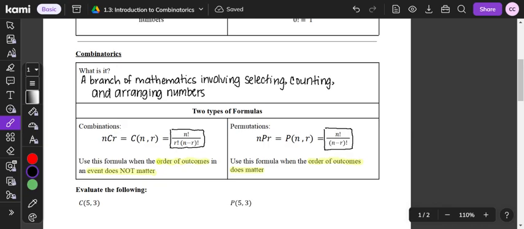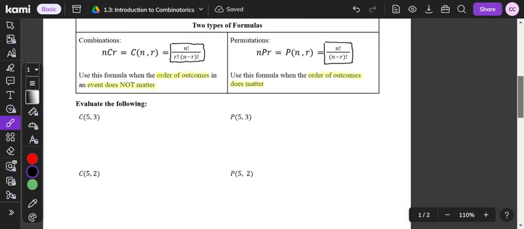Very good. If you have your highlighter, I really recommend you highlight this stuff down here. It says use the combination formula when the order of outcomes in an event does not matter. And for permutations, it says use this formula when the order of outcomes does matter. Again, we'll talk about what that means in just a minute. Let's see if we can use these formulas first.